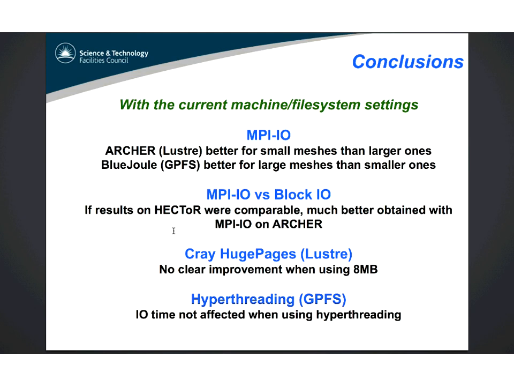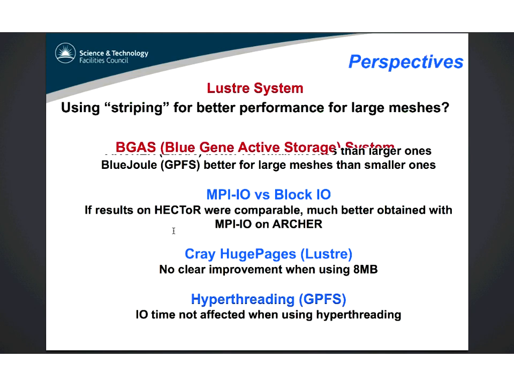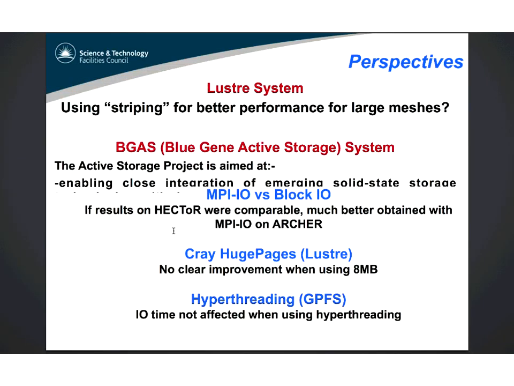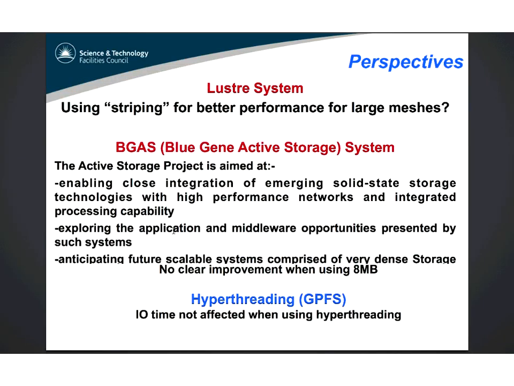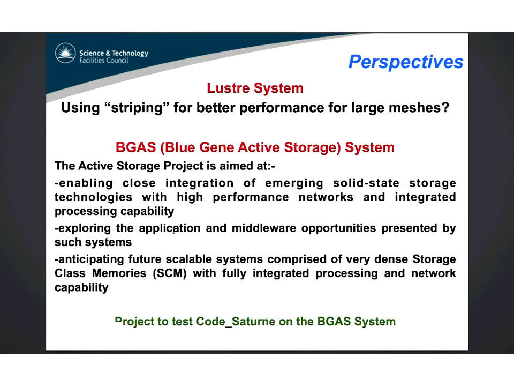As I said before, there's no clear improvement using 8 megabytes for the huge page on Lustre, and using hyper-threading on the Blue Gene, the IO time is not much affected in this situation. So the future work would be, for instance, on a Lustre system to try to use the striping to get a better performance for larger meshes.